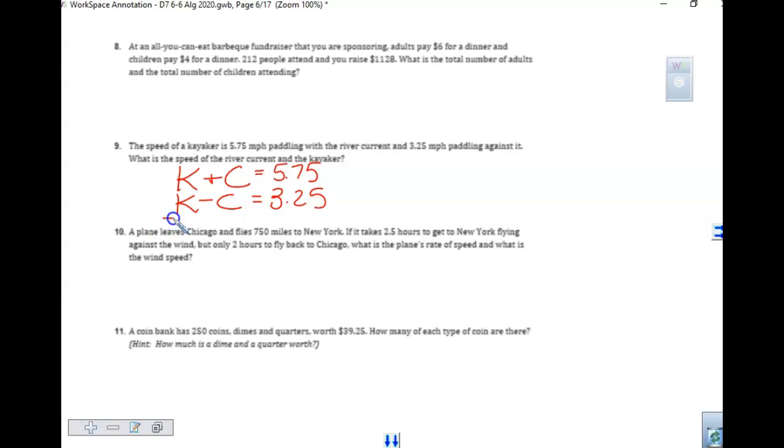Well, this is so nice for substitution, right? 2K equals 9, right? 5.75 plus 3.25, that gives me 9. 2K, I'm going to divide by 2. How fast was I kayaking? I carried at a pretty good speed. 4.5 miles per hour. Okay. Could we find the other one pretty easily by just subtracting or adding, depending which way you want to solve it? Okay. So we got a couple of minutes.